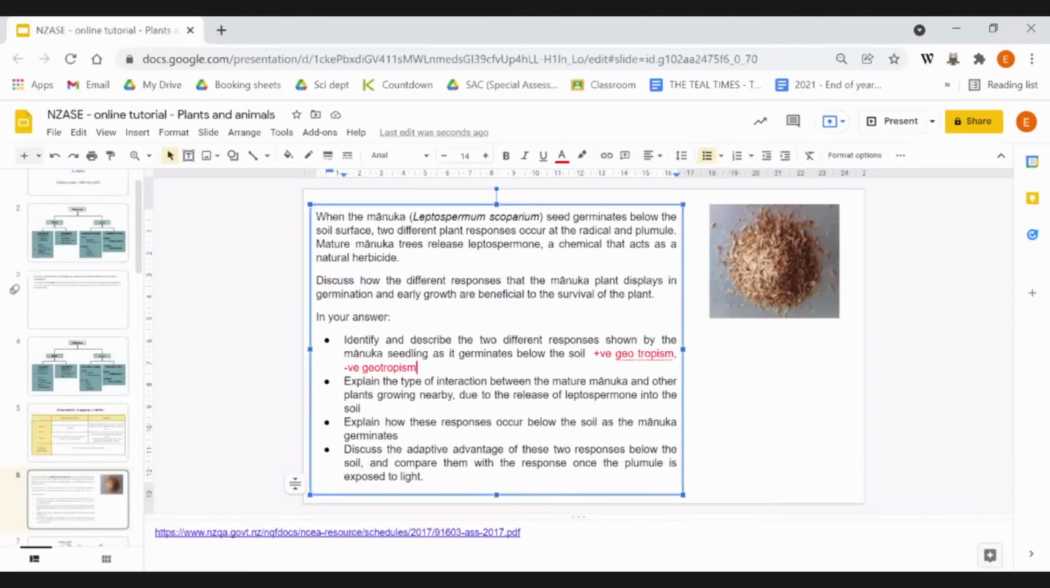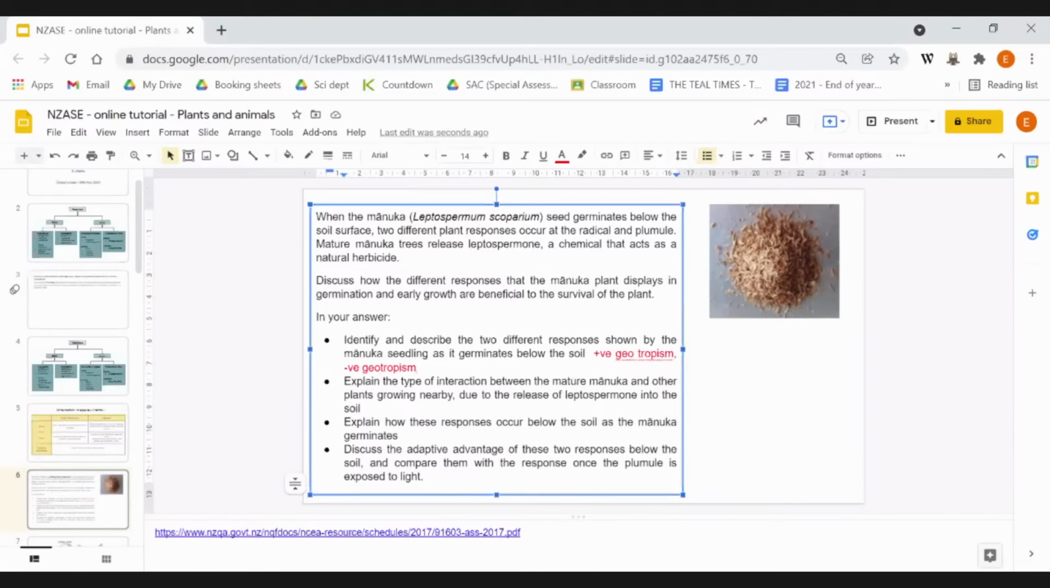Finally, explain the interaction between the mature Manuka and other plants growing nearby due to the release of the leptospermone in the soil. This threw people quite a bit because there's a number of different ways that you could talk about it. Some students talked about allelopathy. So you may have learnt about allelopathy, which is when a plant will release a waste product into the soil and it inhibits the growth of other plants.